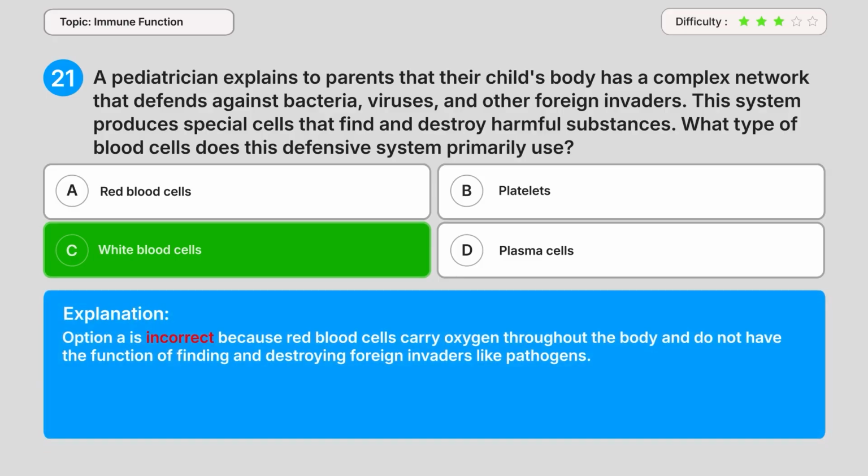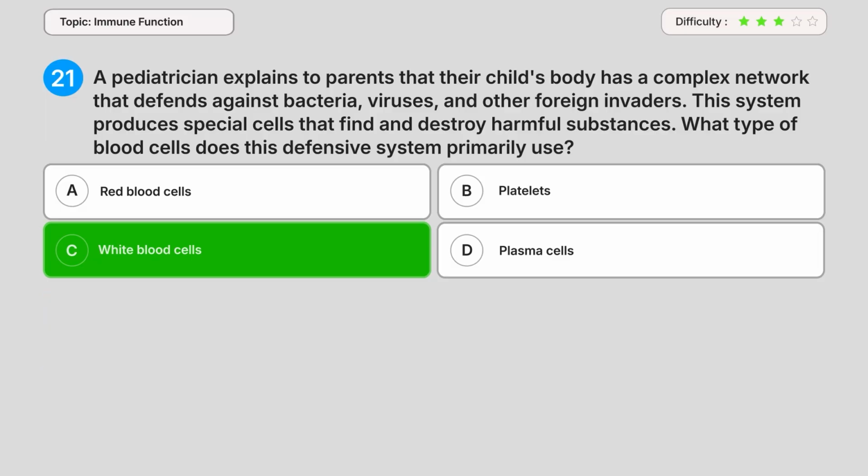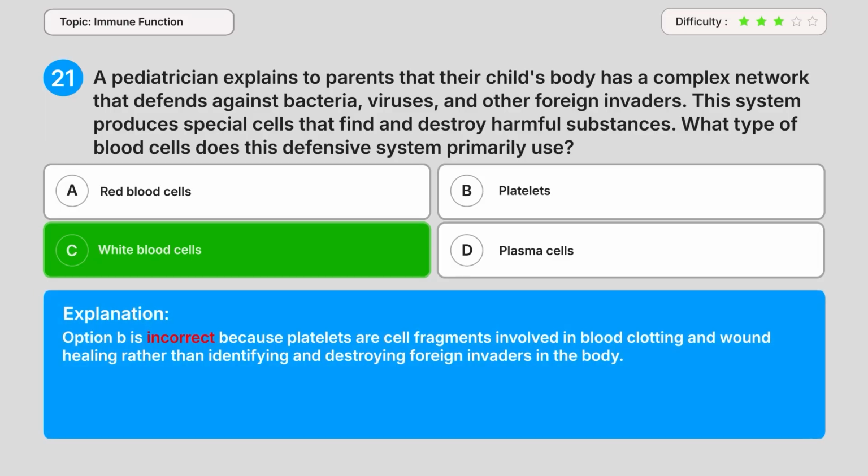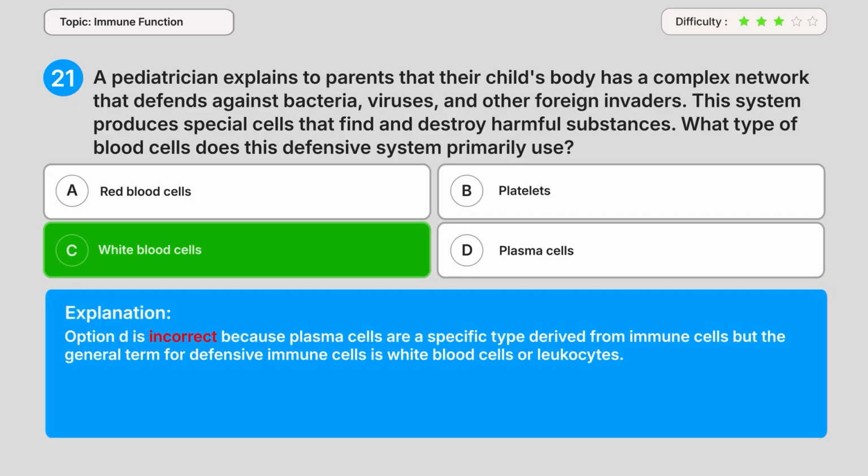Option A is incorrect because red blood cells carry oxygen throughout the body and do not have the function of finding and destroying foreign invaders like pathogens. Option B is incorrect because platelets are cell fragments involved in blood clotting and wound healing rather than identifying and destroying foreign invaders in the body. Option D is incorrect because plasma cells are a specific type derived from immune cells, but the general term for defensive immune cells is white blood cells or leukocytes.